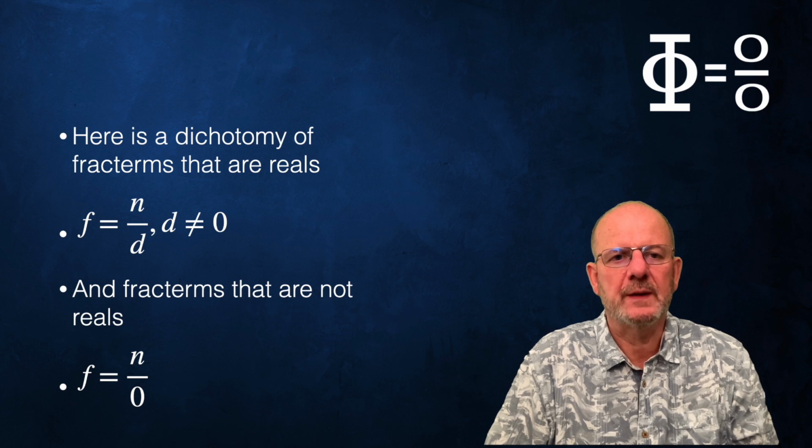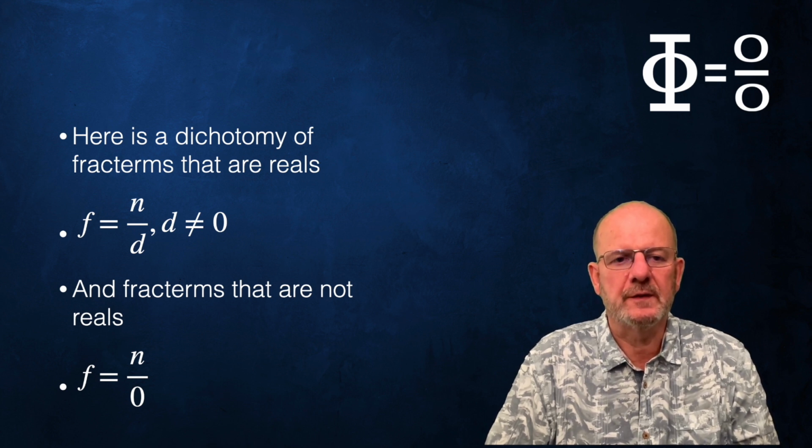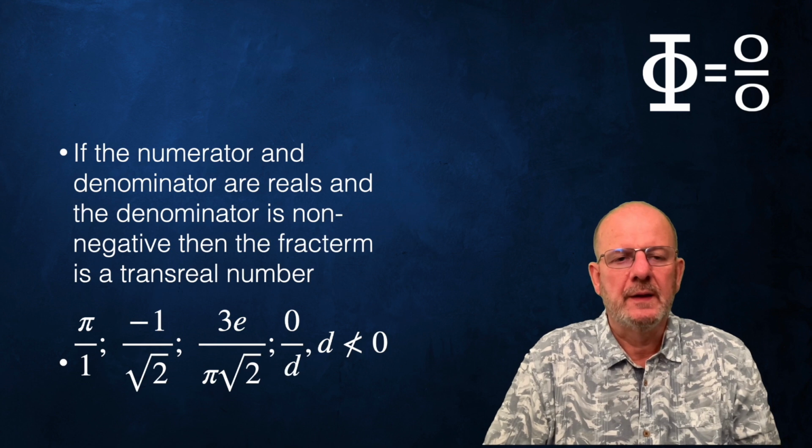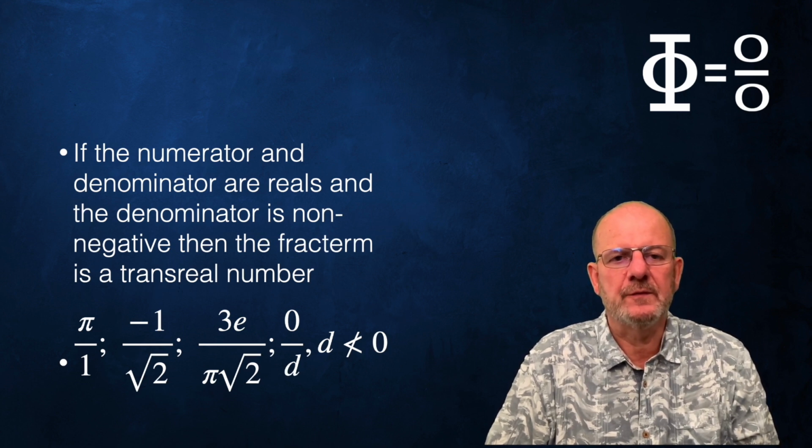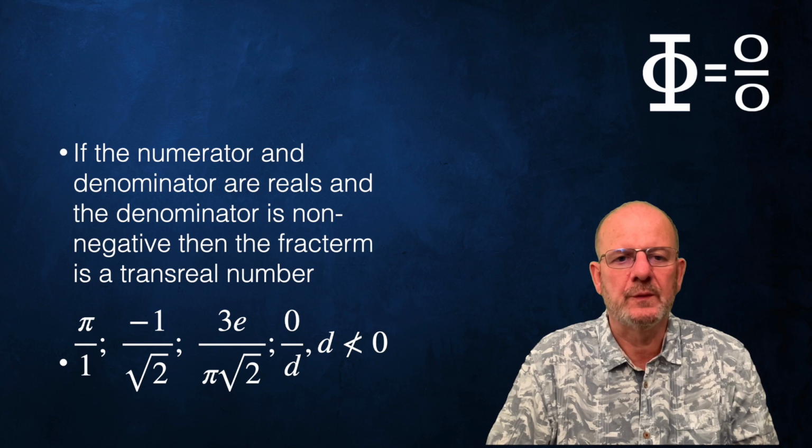Here is a dichotomy of fracterms that are reals, numerator over denominator with denominator non-zero, and fracterms that are not reals, numerator over 0. If the numerator and denominator are reals and the denominator is non-negative, then the fracterm is a transreal number. Examples are pi over 1, minus 1 over root 2, 3e over pi root 2, 0 over d with d non-negative.